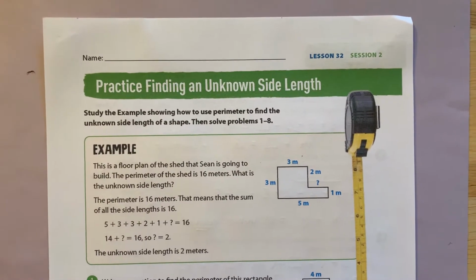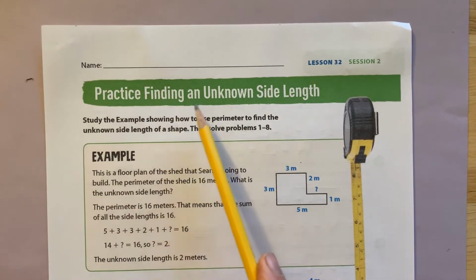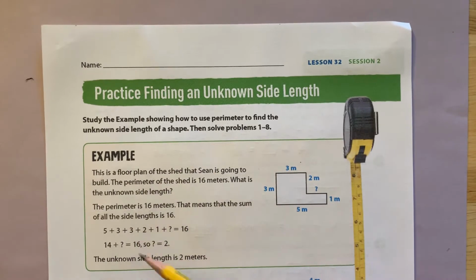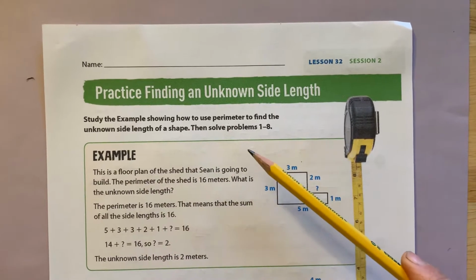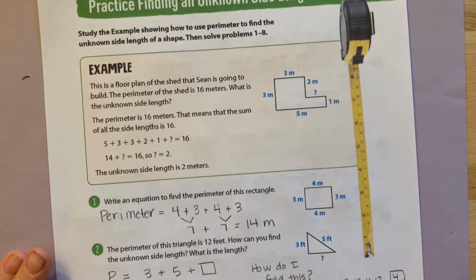Welcome back, learners, to Lesson 32, Session 2, the independent practice for finding an unknown side length. They had you study the example showing how to use perimeter to find unknown side length of a shape. So let's go ahead and see what you were able to do.